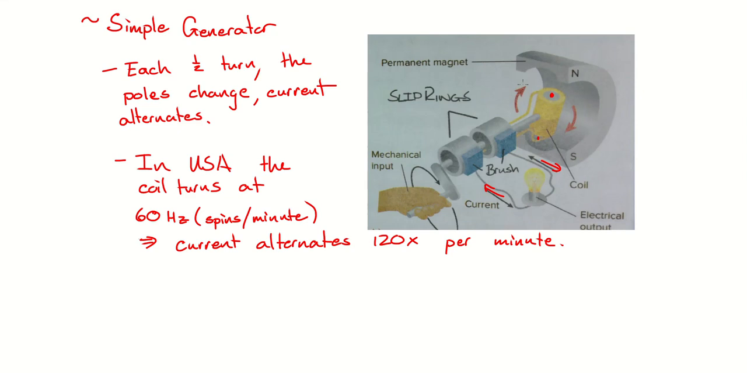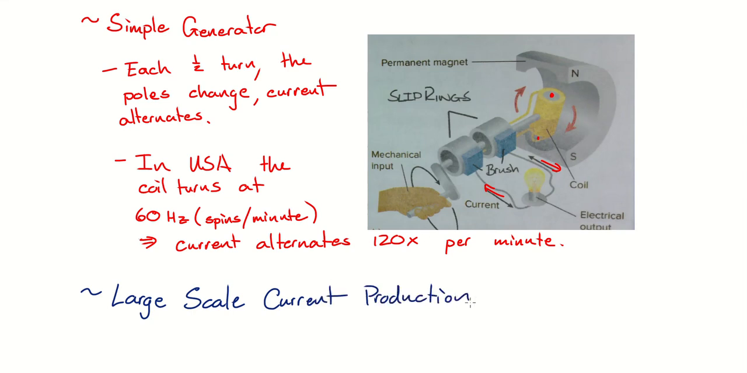Okay, with that in mind, we are going to move up in scale. So here we go. We have a simple generator. And now here's the part that I'd say matters to you. Large scale current production. Okay. Rather than turning the coil, which is fine and dandy, that works, we could turn the magnet.